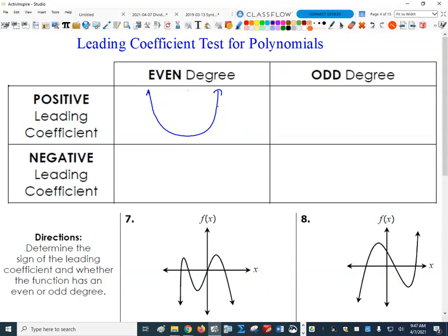What if I have a positive leading coefficient and odd degree? So it's going to go down on the left, up on the right. Good. So we know it's going to look something like that, isn't it? Okay. If I have a negative leading coefficient, what's it doing to both of those? Just flipping them. Yeah. So it's just doing that. Right? Okay.